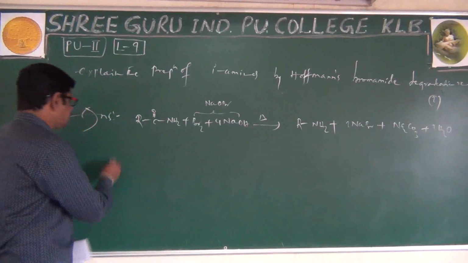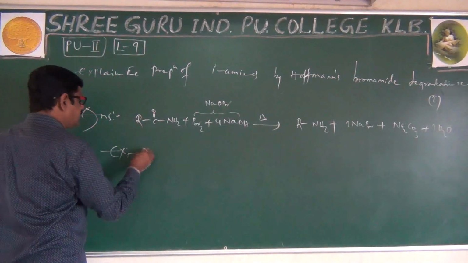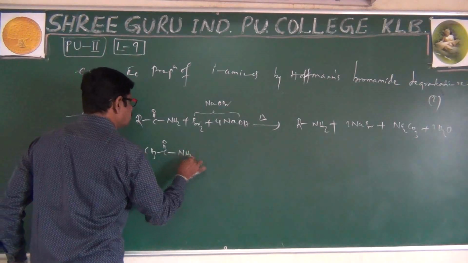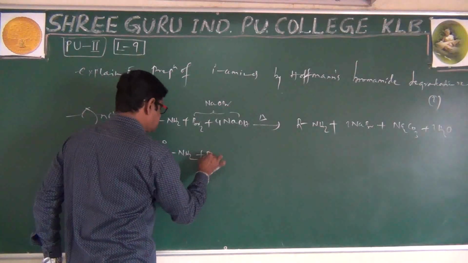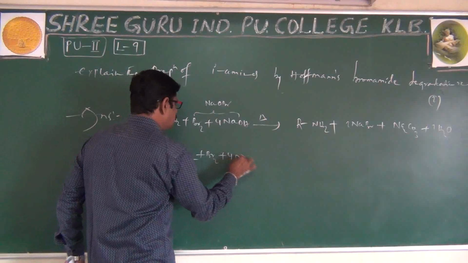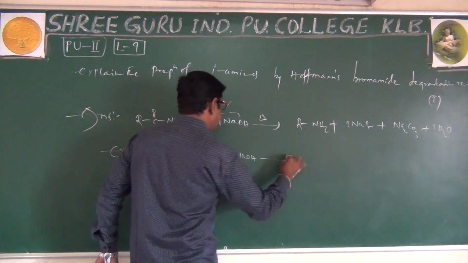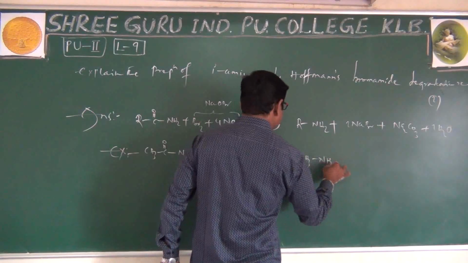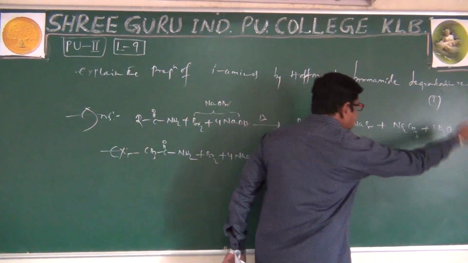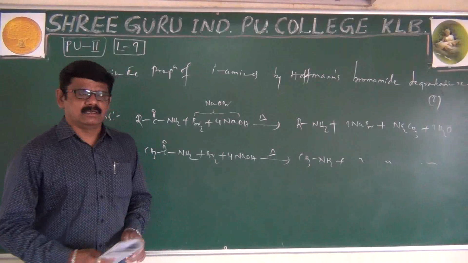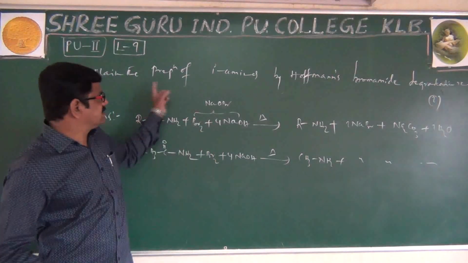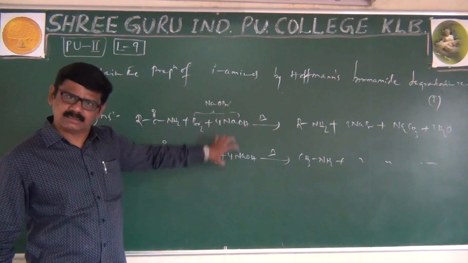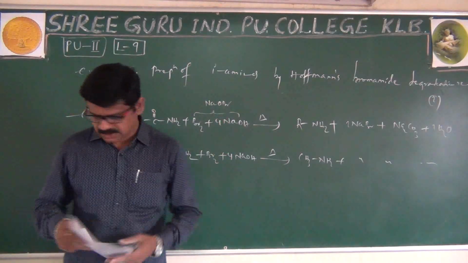Next, we'll write an example. Instead of R, we'll take CH3, so CH3CONH2 with Br2, NaOH, heating, you will get CH3NH2, methanamine, and of course the byproducts are the same. That's it. If this question is asked like this, you have to write this much information: statement, general reaction, example. Next question.